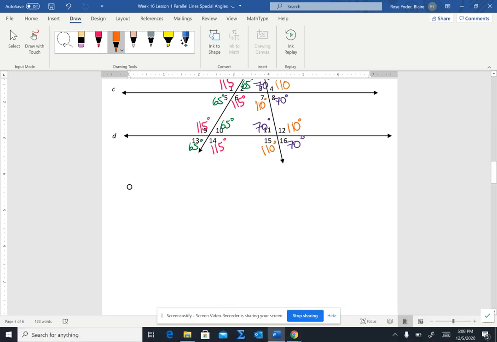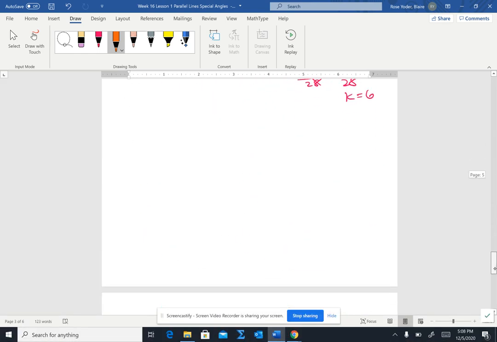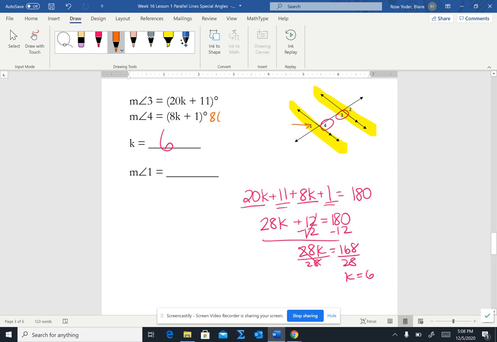Sorry that keeps happening. I know it's distracting. See if I can get back there. All right, 8 times 6 is 48, plus 1 is 49. So if angle 4 is 49, then angle 1 must be 49.